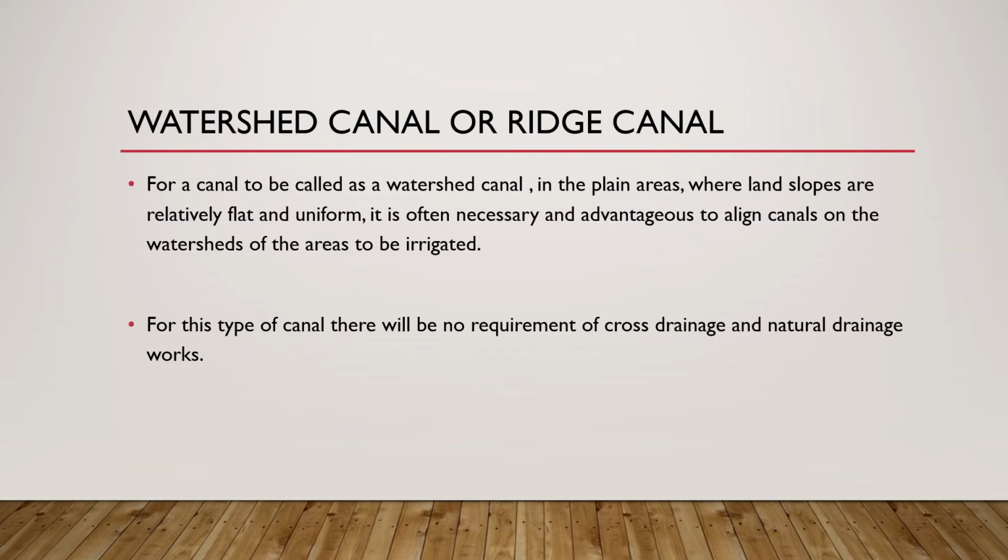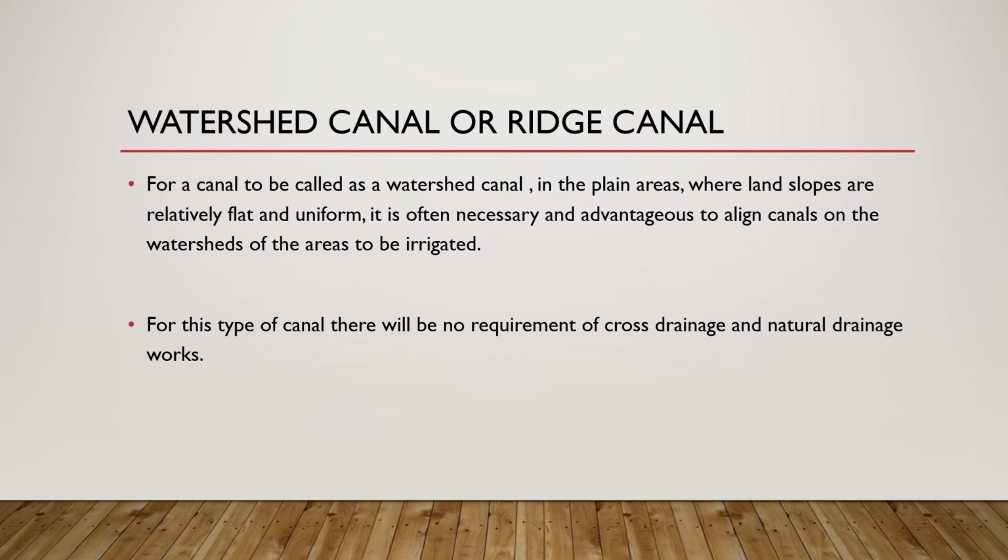Then for this type of canal to be installed, there will be no requirement of cross drainage and natural drainage, which means that you are not going to install a cross drainage regulator. Cross drainage regulator means that if you are going to divert the water to a particular place, you need not construct a cross drainage regulator over there to regulate the water to that irrigation place. It will automatically move through this watershed canal to the particular places. So the second point explains that.